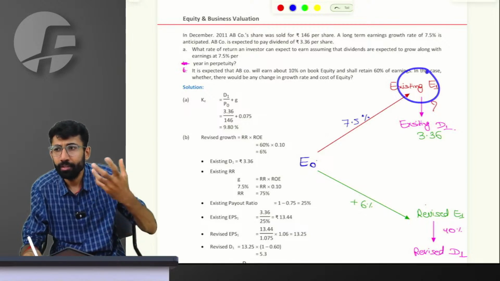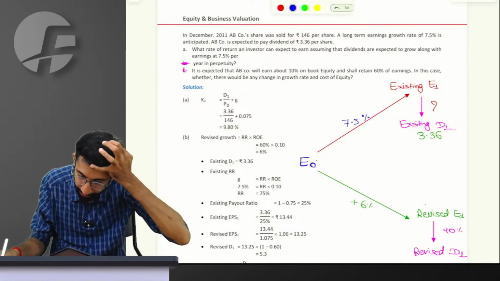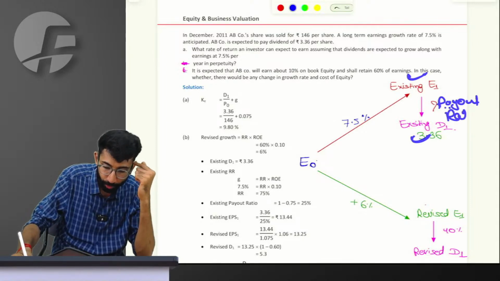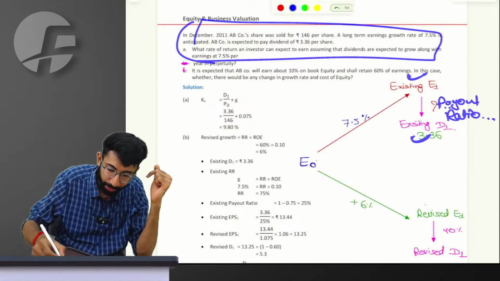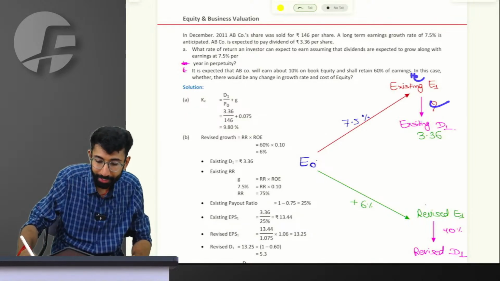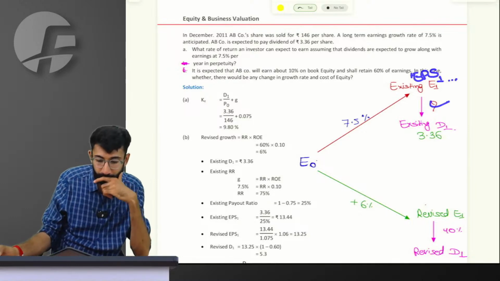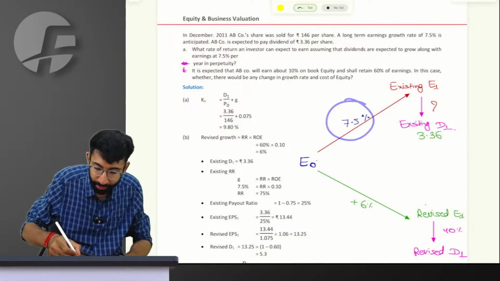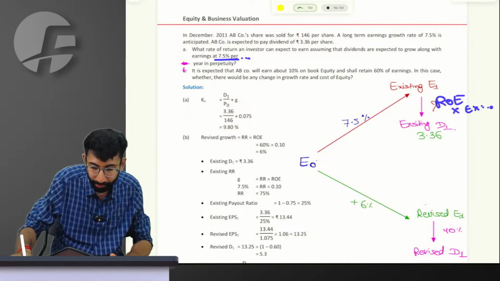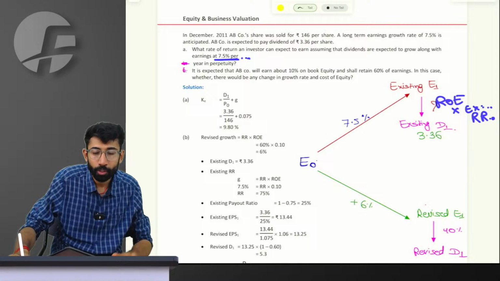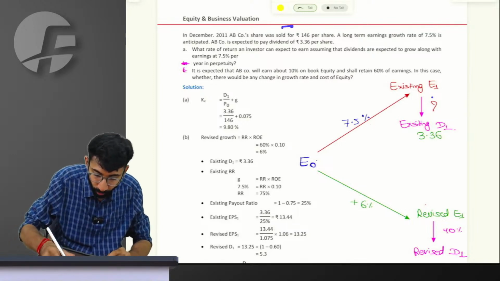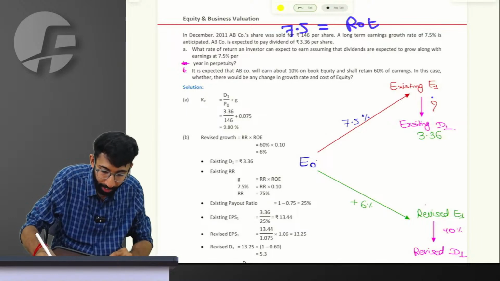What would have been the existing E1 now? Let's guess. What do I need here? From D1, if you want to find out E1, what do I need? I need payout ratio. Is there any way to find out existing payout ratio? Think. Because if you have payout ratio, you would be able to get existing EPS of the first year. Sir, my existing growth rate is 7.5%. Do you agree existing growth rate of 7.5% will be ROE multiplied by existing retention ratio? So listen to this carefully. My existing growth rate is 7.5, so growth rate of 7.5 is actually equal to ROE into retention ratio.